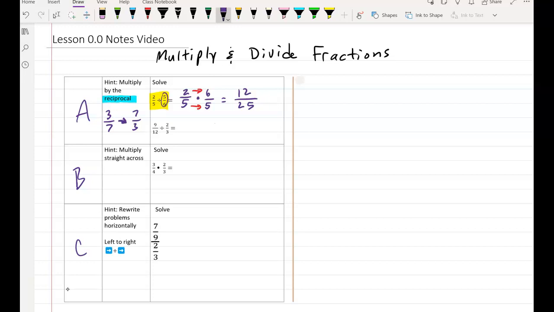Okay? Since that one was so much fun, we're going to try the next one. 9/12 divided by 2/3. All right, you probably remember already that first number doesn't change. It stays exactly the same. The second number, we multiply by the reciprocal, so 2/3 becomes 3/2 because we flip those numbers. And then our final step is to multiply straight across, because that's how you multiply fractions. 9 times 3 is 27, and 12 times 2 is 24. See how easy that is.